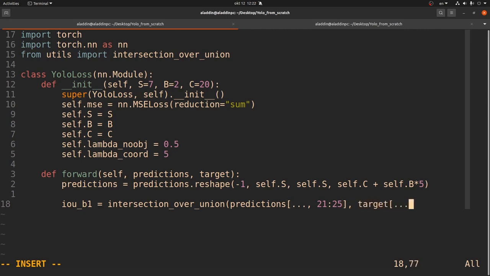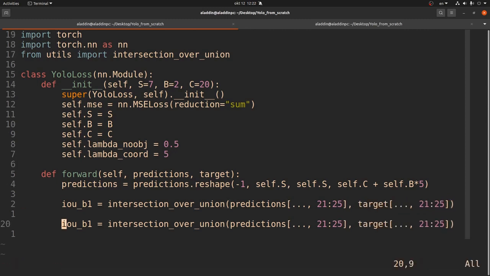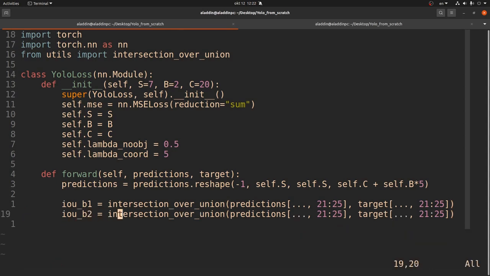We're going to take target, 21 to 25. Then we're going to do the same thing, but for bounding box 2. And instead of taking 21 to 25, remember this is not including the 25th one, so we're taking 21, 22, 23, 24. But now we need to change this to 26 and 30. And still, though, there's only one target, so we're still going to have target 21 to 25.